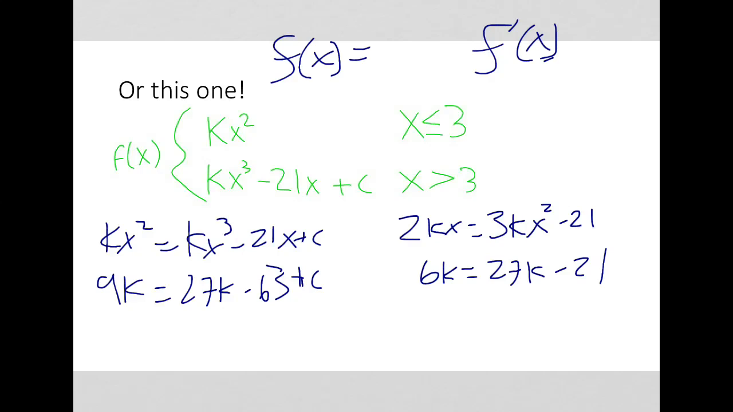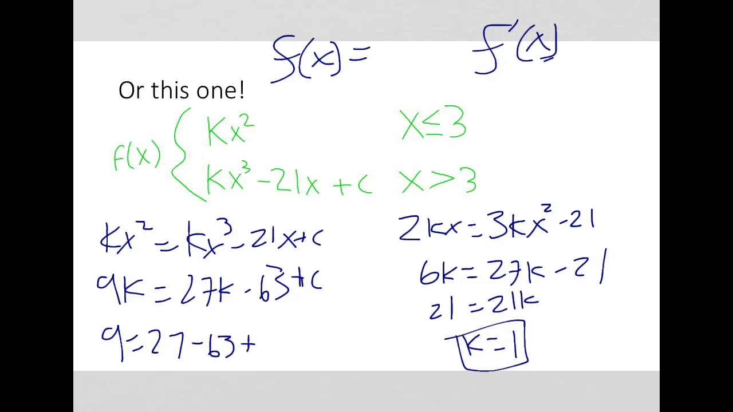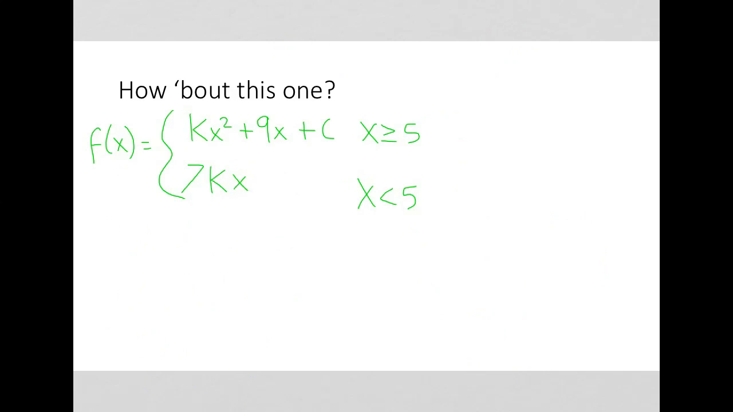So I'm going to subtract 6k from both sides to get 21k. I'm going to add 21 to both sides to get 21. And so I will see that k equals 1. And now I can plug into my other equation to find c. So I get 9 equals 27 minus 63 plus c, which becomes c equals some number. I believe c is 45.